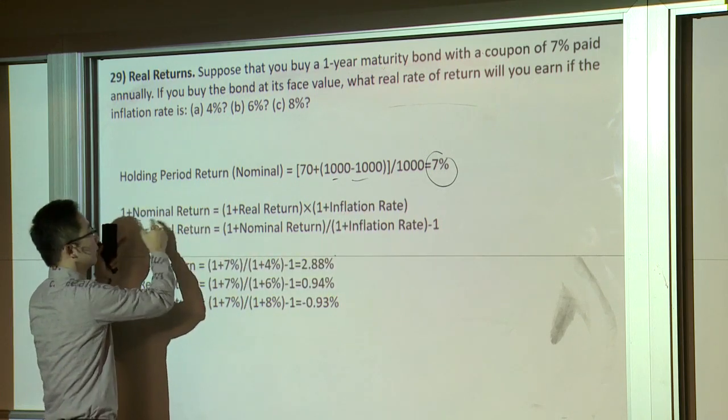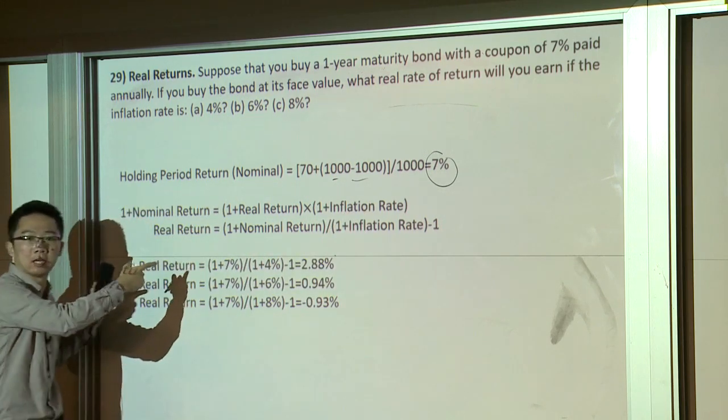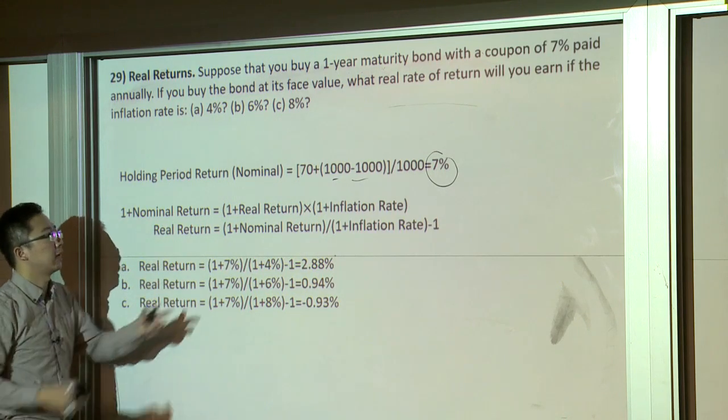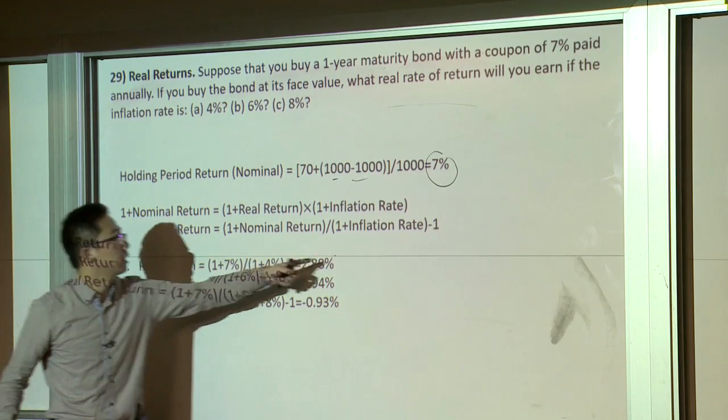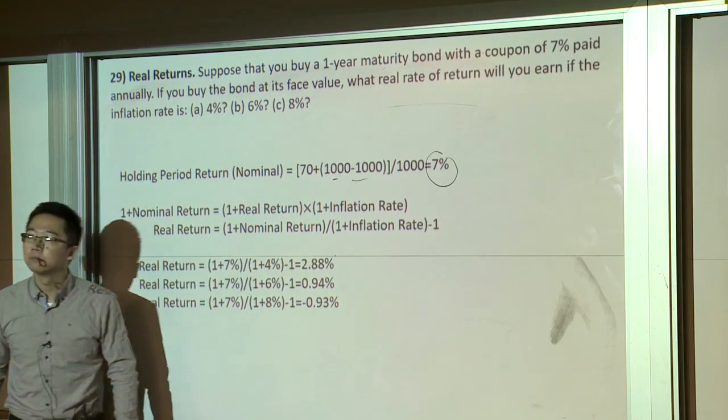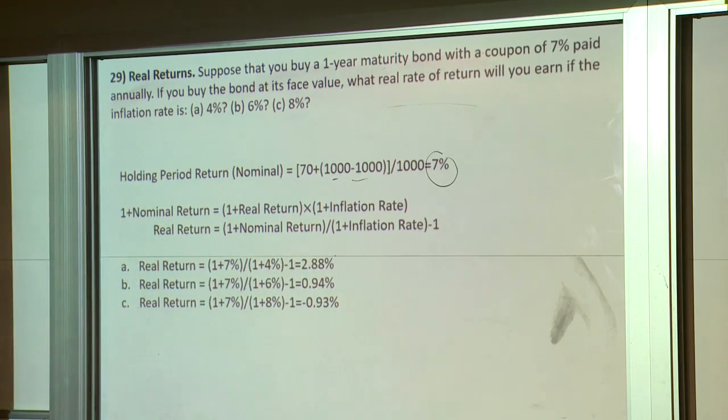Okay? Get the second one from the first one. And for the real return, you just plug in the numbers. Nominal term, 7% for all three cases, and the inflation rate is different. Okay, we get the real rate of return. So as the inflation rate increases, your real return decreases.